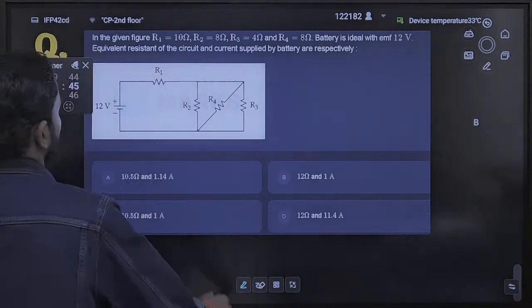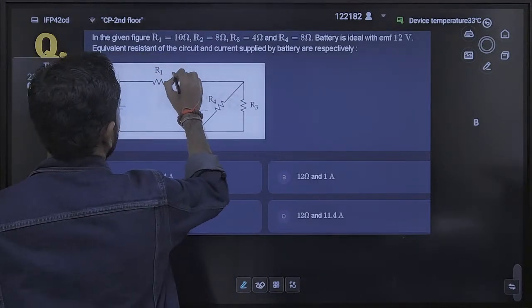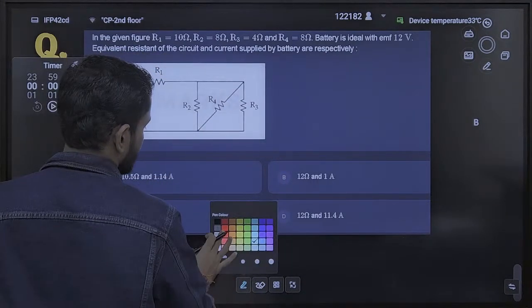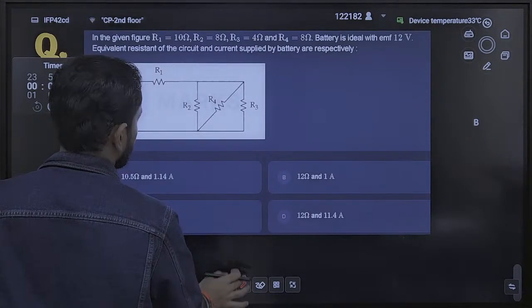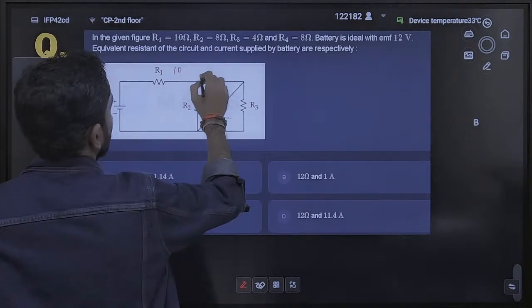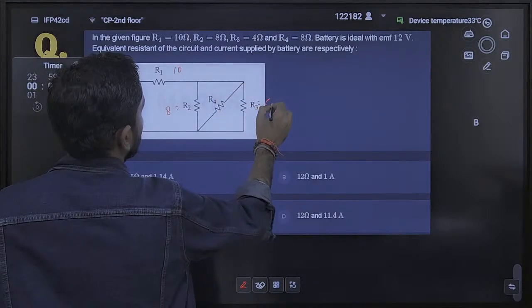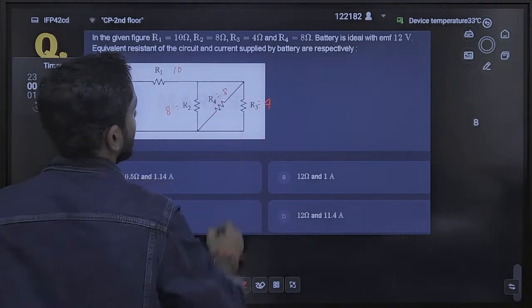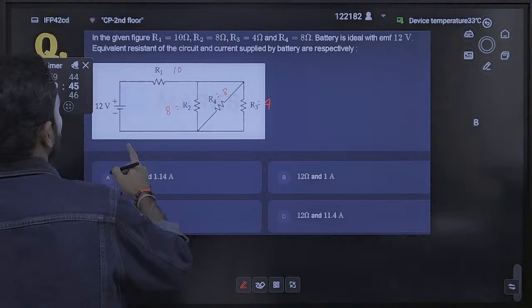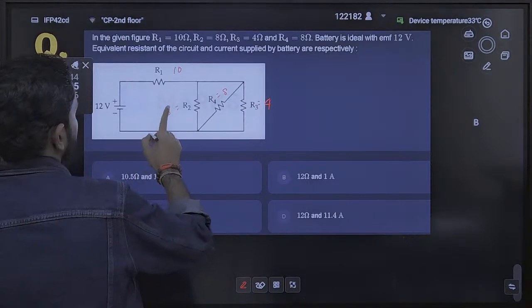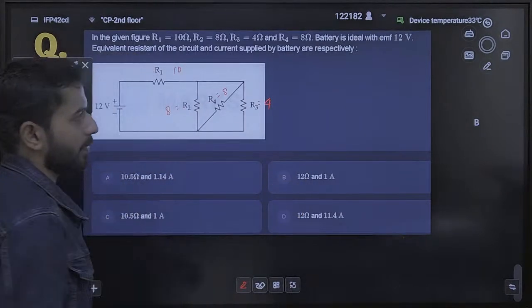The question is saying that R1 is given 10, R2 is given 8, R3 is given 4, and R4 is given again 8. The battery is ideal with 12 volt, that we can see. The equivalent resistance of the circuit and the current supplied by the battery are respectively.